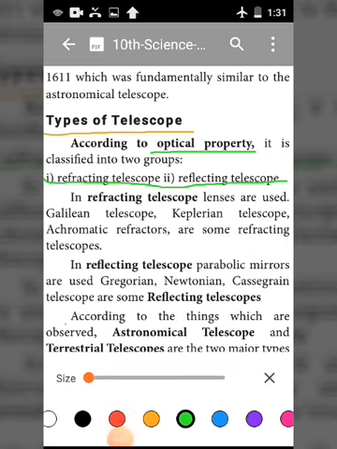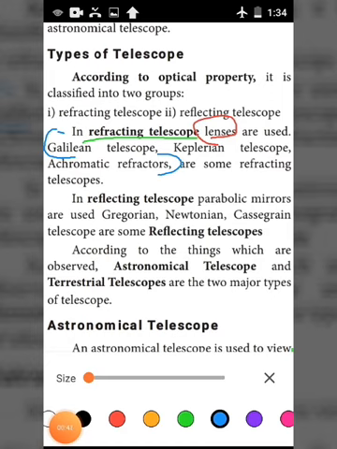The next topic, types of telescope. According to optical property, it is classified in two types. One is refracting telescope, another one is reflecting telescope. What is refracting? If the light travels from one medium to another medium, that is refracting. What is reflecting? If the light travels in only one medium, that is reflecting. So the telescope based on optical property is classified in two types: refracting telescope and reflecting telescope.